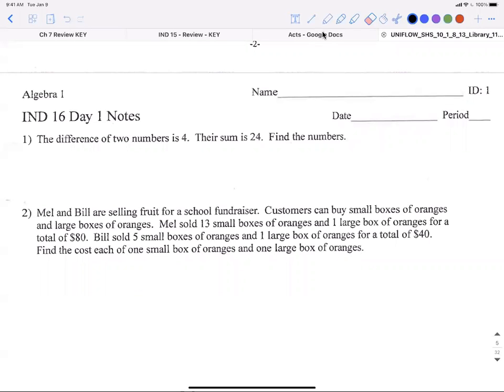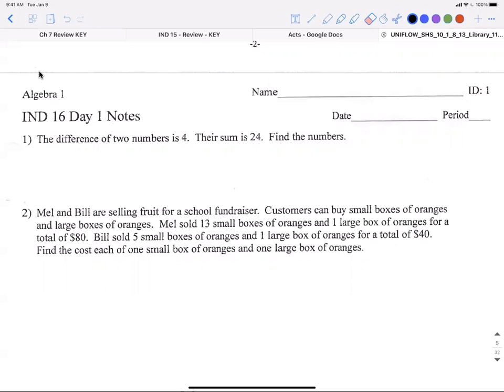All right, indicator 16, day 1. We are going to be using what we have learned as far as solving systems of equations, and we're going to be solving story problems. So it's really just the story problem version of elimination, okay?